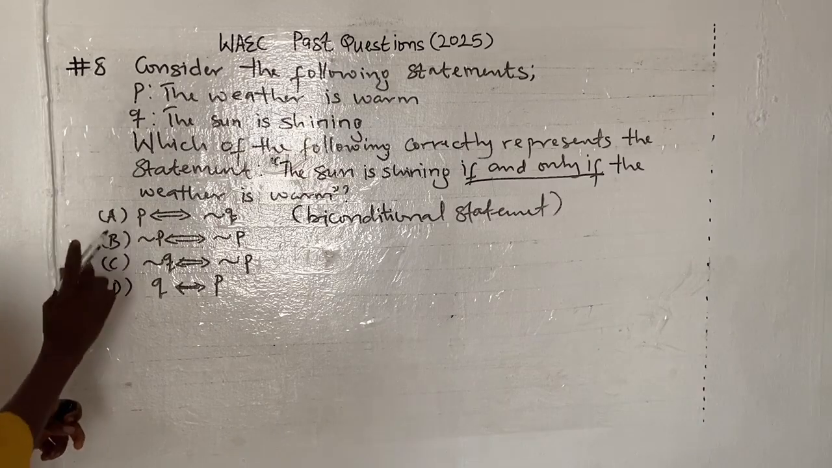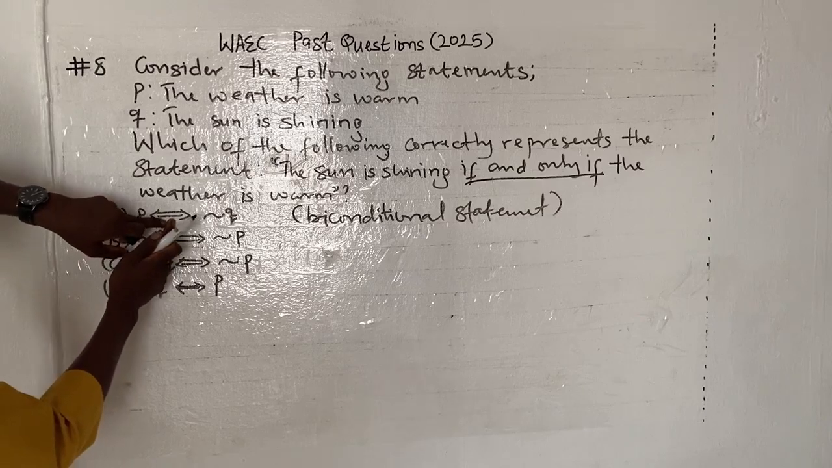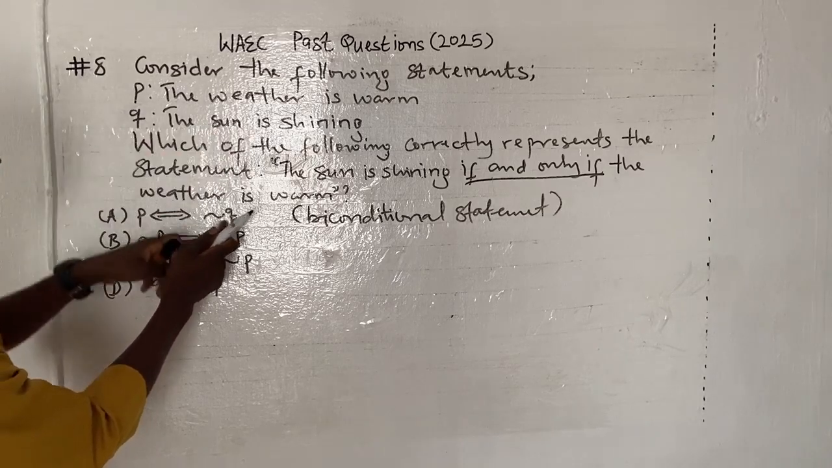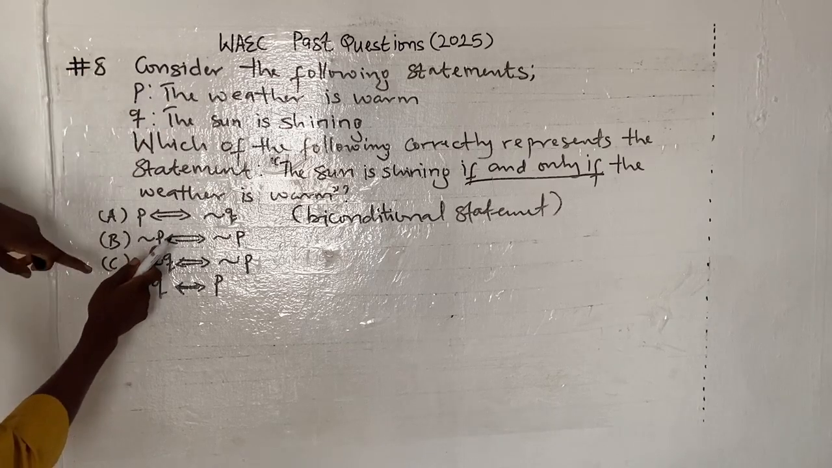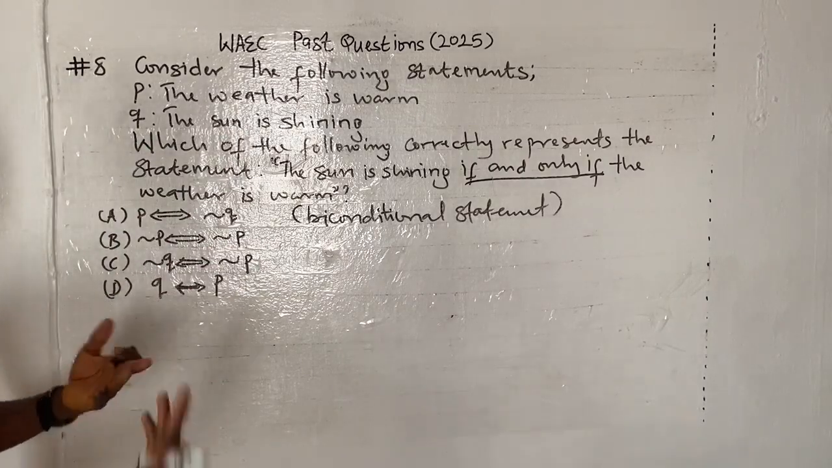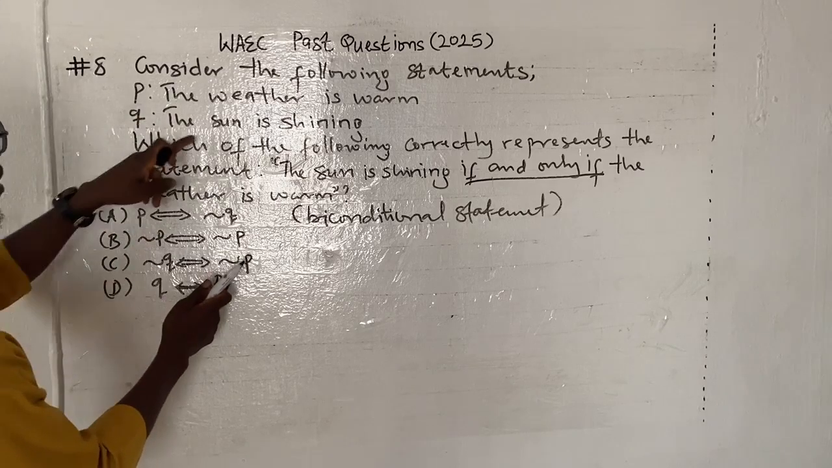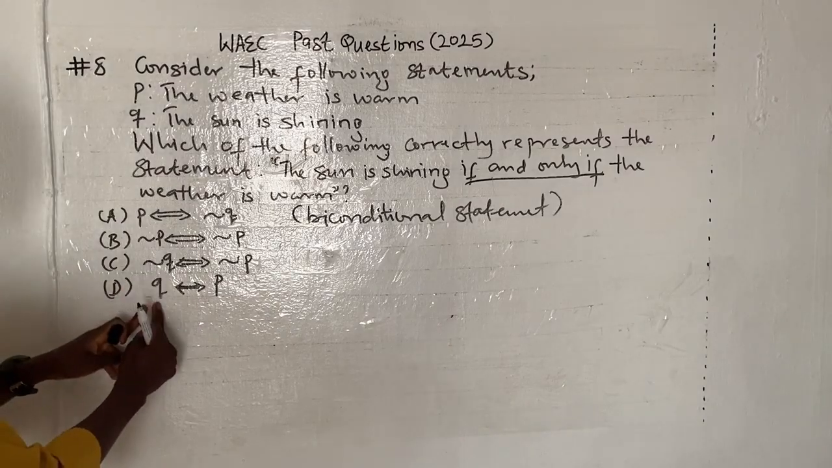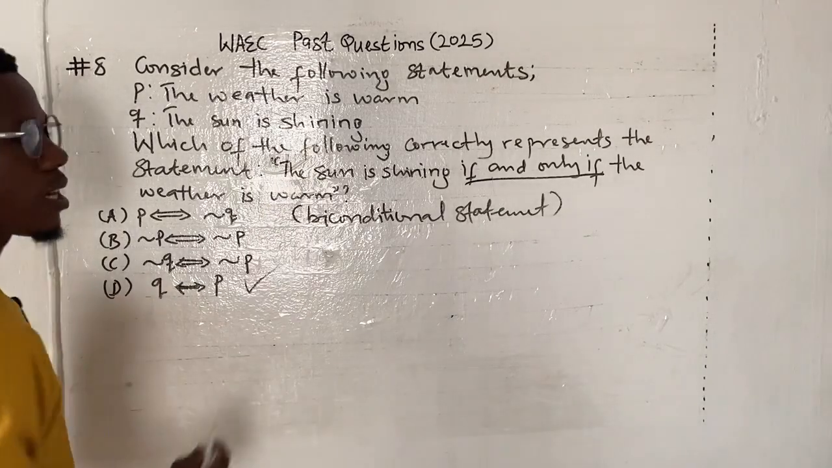But if you look at option A, it says P, which is what? The weather is warm. You see, the weather is warm if and only if, this stands for not, if and only if the sun is not shining. And this second one says the weather is not warm if and only if the sun is not shining. That is the opposite of what we're even looking for. And this says the weather is not warm if and only if the sun is not shining. But the last one is the only correct answer that says Q happens if and only if P is happening. So this is the correct answer.